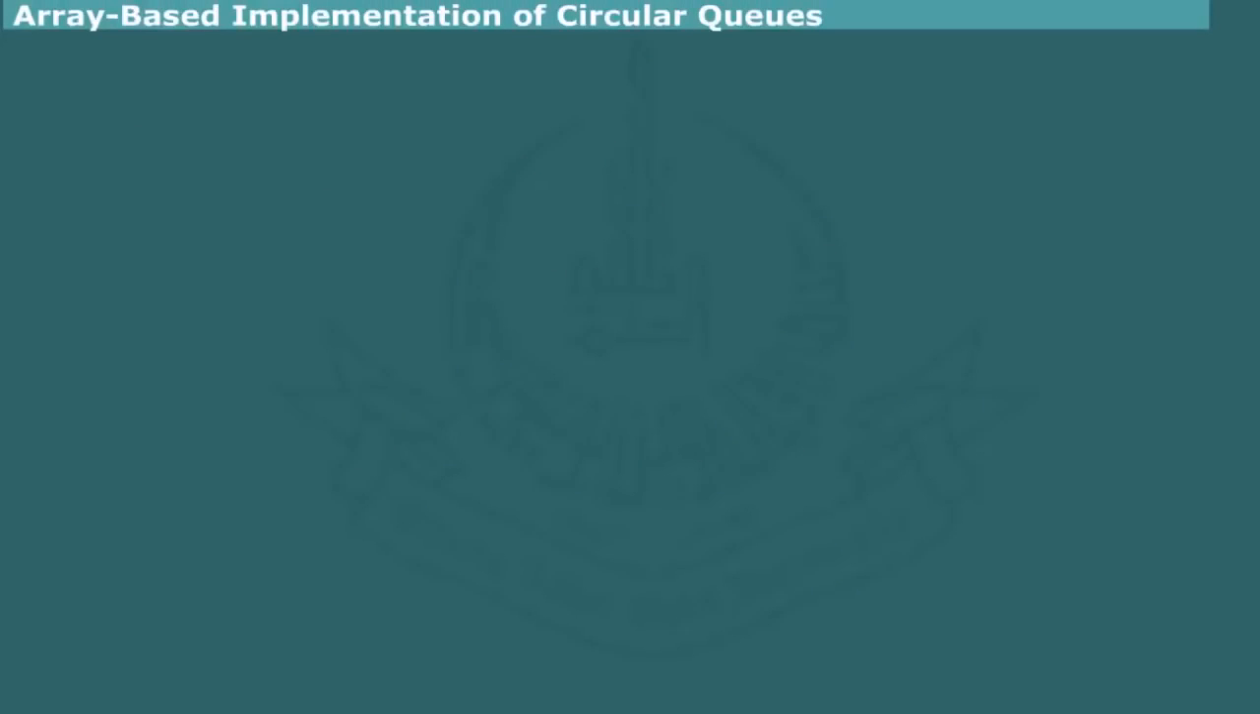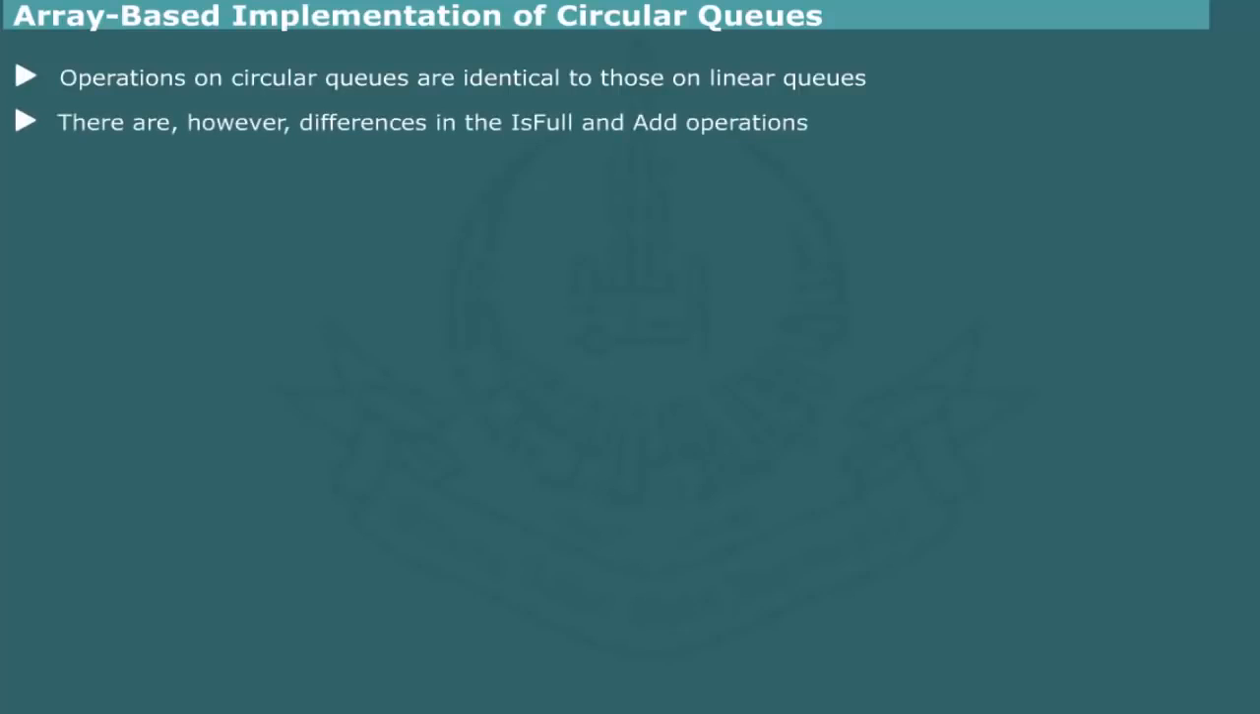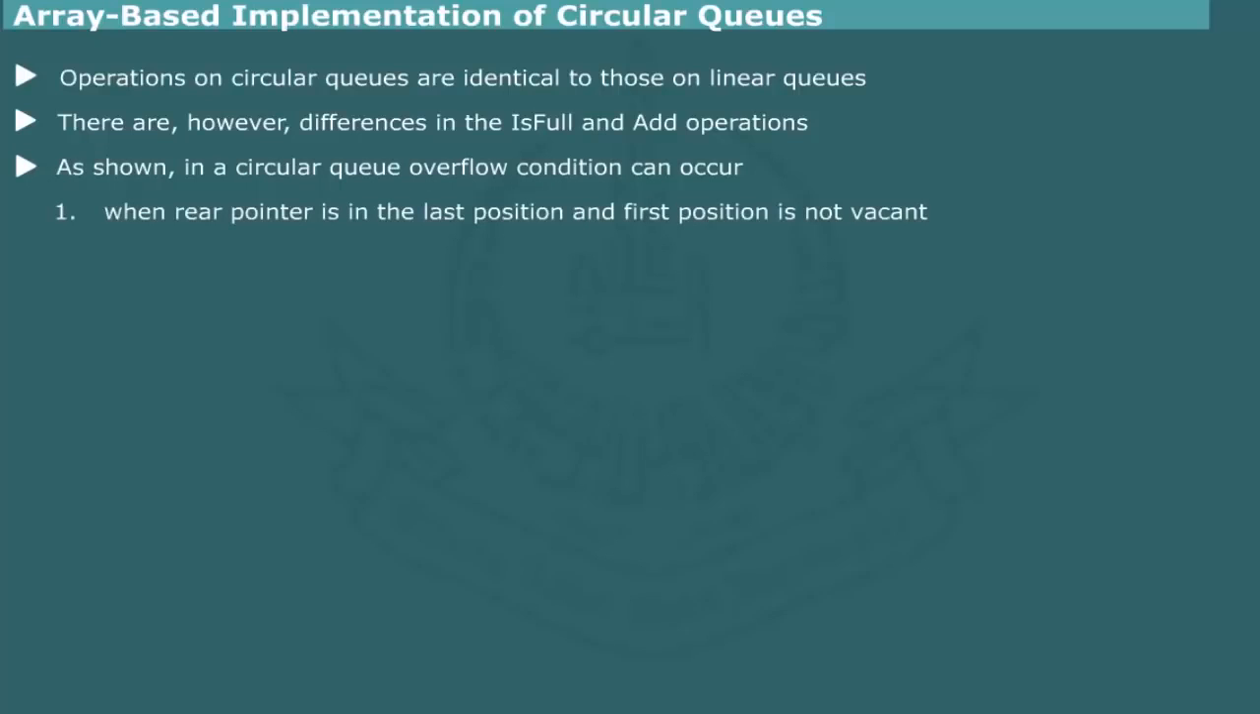Array-based implementation of circular queues. You must have observed that the operations associated with circular queues are identical to those on linear queues. However, there are a few differences in the implementation of isFull and add operations because of overflow and underflow conditions. The overflow condition can occur in these circumstances: when the rear pointer is positioned at the last element of the array and the first element of the array is occupied, or when the front pointer is one element ahead of the rear pointer.